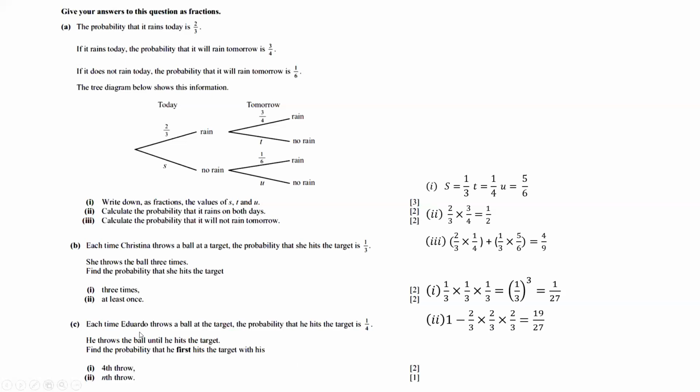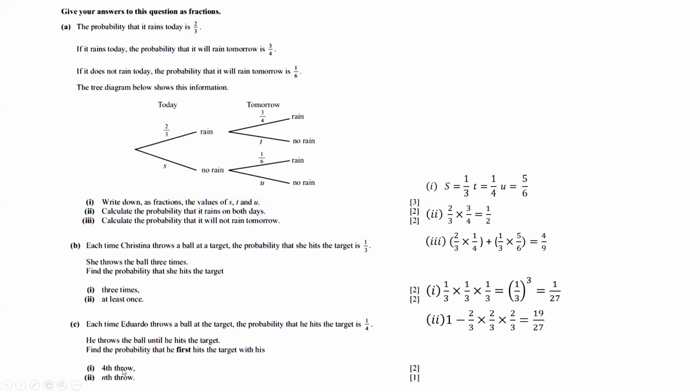C, another guy is playing this thing. But the probability that he hits a target is 1 over 4, which is different already. So he throws the ball until he hits a target. It doesn't matter how many times, I just want him to hit the target. So find the probability that he first hits the target with his fourth throw.